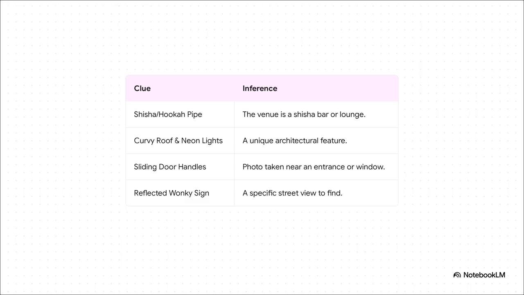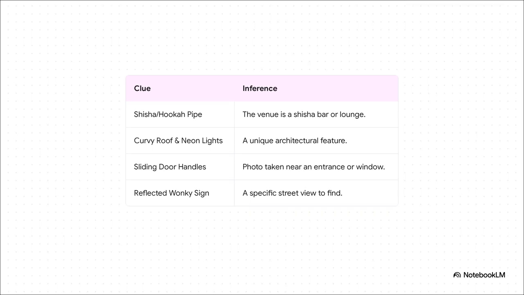In a real case, an investigator had to figure out where this one blurry photo was taken. They didn't just stare at it, they broke it down. They saw a shisha pipe on a table. Okay, what does that tell you? It's probably a shisha bar or a lounge. Then they spot this unique, curvy roof with neon lights. That's a great architectural clue. Even tiny details, like the handles of a sliding door or the reflection of a weirdly bent 20-mile-per-hour sign, were used as pivot points, and by connecting all these separate little dots, they were able to pinpoint the exact location.